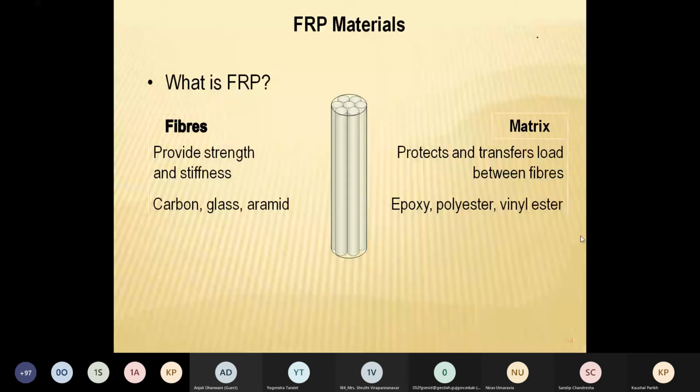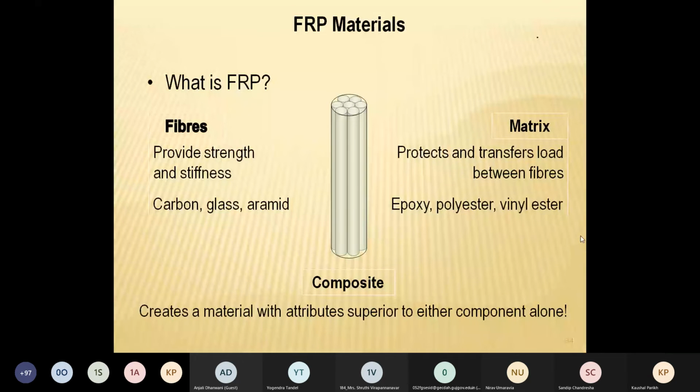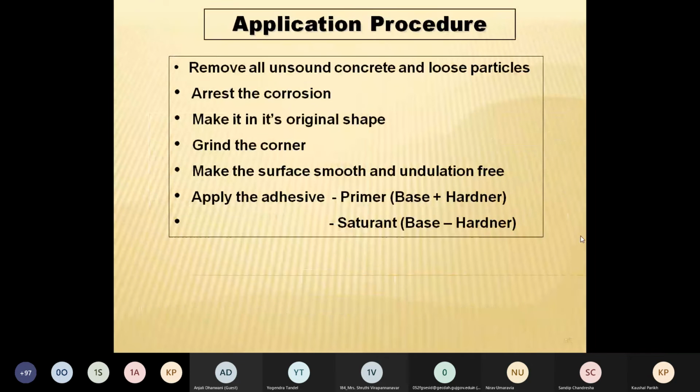The combination of these two components is known as the FRP material, which creates a material with attributes superior to either component alone. If we use the fibers alone or the matrix alone, they have little use, but if we combine them together, they become a new composite material, FRP.